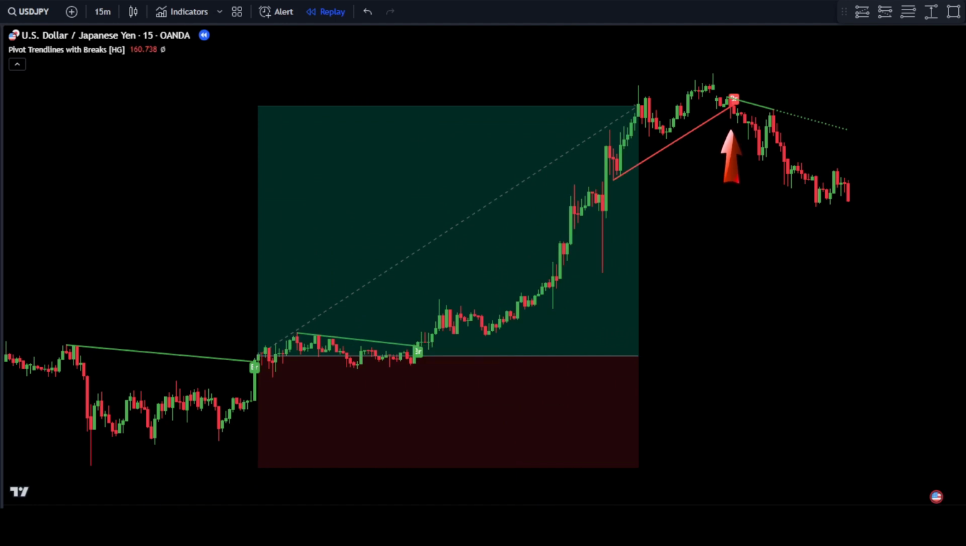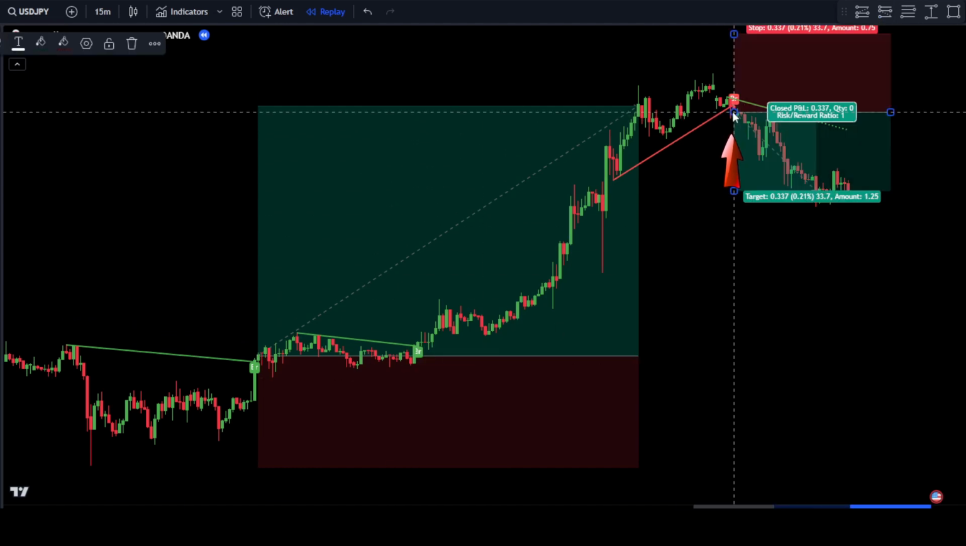Whereas if the red line is broken by the price, the Pivot Trendlines with Breaks indicator will automatically give a red breakout signal. In this situation, your focus is to place a sell order.